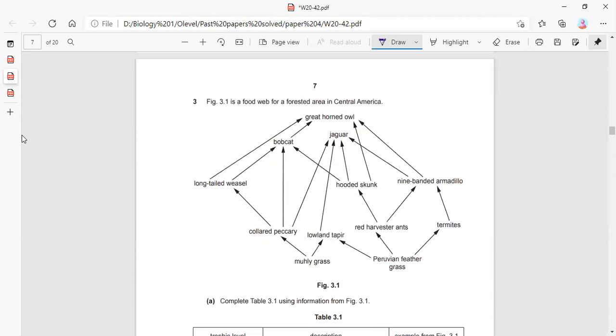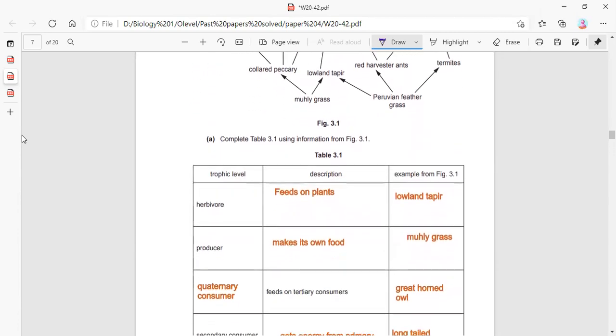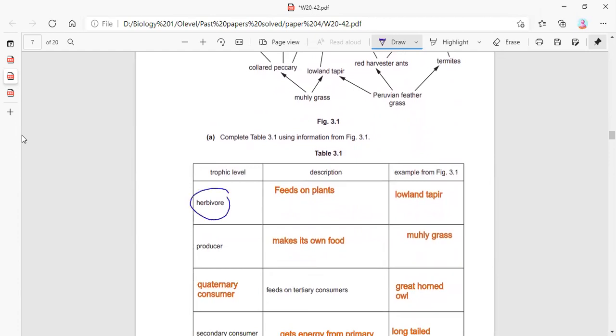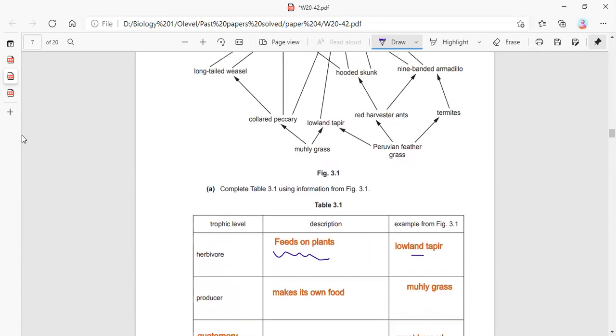طيب, question three. A food web for a forested area in Central America. أول سؤال عايز إيه؟ He gave me the trophic level. He wants you to describe it and give me an example. طيب, يعني مثلا, الهربيفور, إيه هو الهربيفور؟ It is an organism that feeds on plants only. هعمل إيه؟ أجيب هربيفور منين؟ Choose anything that feeds on the grass. ممكن colored peccary, lowland tapir, red harvester ants, termites, كل دول they are herbivores عشان they feed on plants.